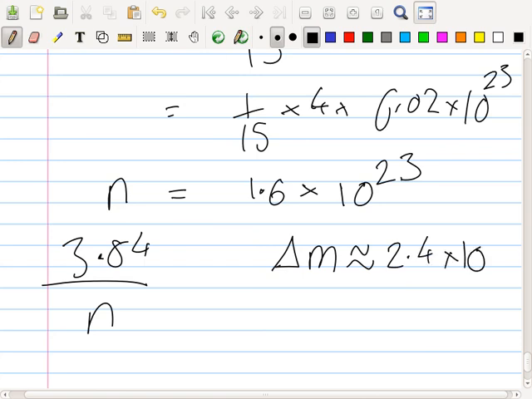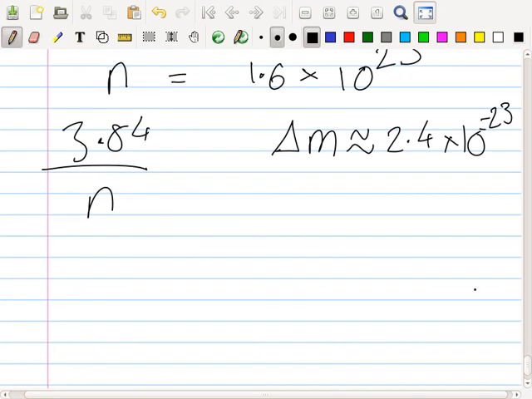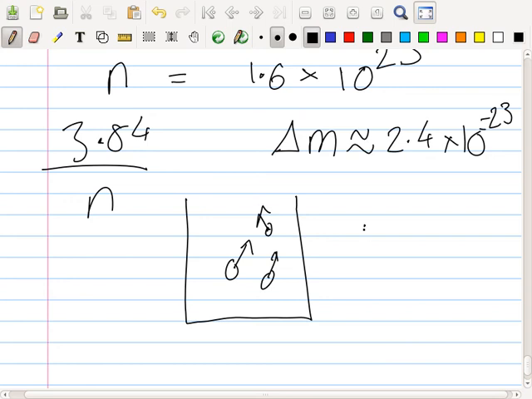10 to the power of 33? 23. What's the minus? There is no 10 to the 3. Jingdong, can you do 3.84 divided by this? Yeah, it must be minus. Minus 23, yeah? Okay. So if I go back to my cylinder, how many of these particles do I have? N of them. And how much is each one?